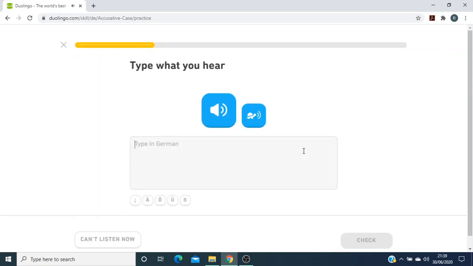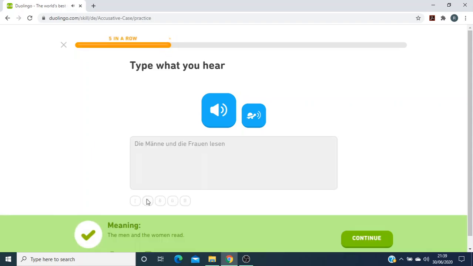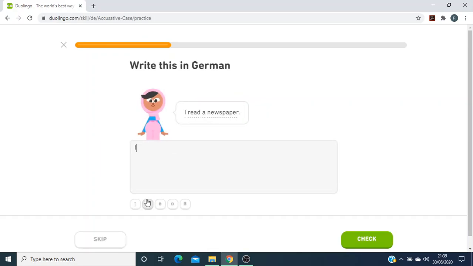Die Männer und die Frauen lesen. The men and the women read. I read a newspaper. Ich lese eine Zeitung.